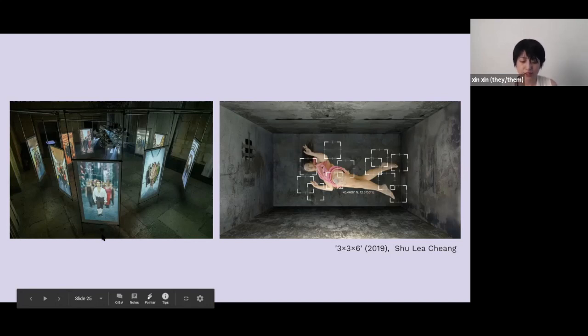So here is another example by Shu Lea Cheang. 3x3x6 is a large-scale installation that took place at the Venice Biennale at the Taiwanese Pavilion. And what Cheang did here was create 10 different research narratives on 10 different individuals historically who had gone under surveillance and had been punished, whether for their sexual or gender expression that didn't match the expectation of the normalized body.